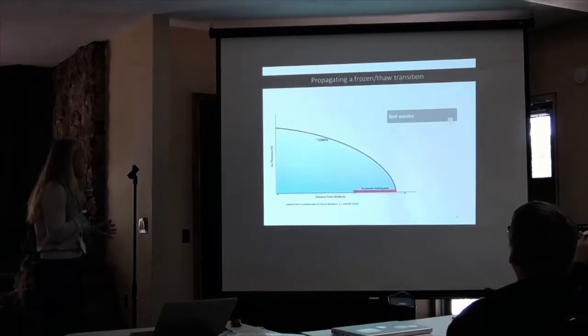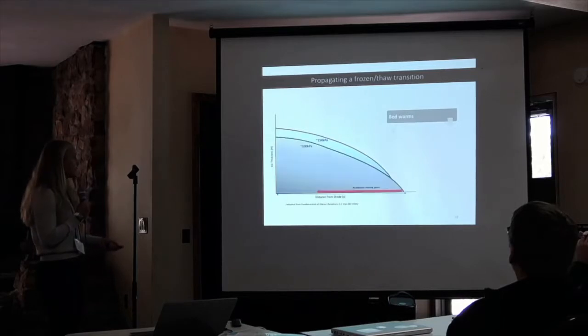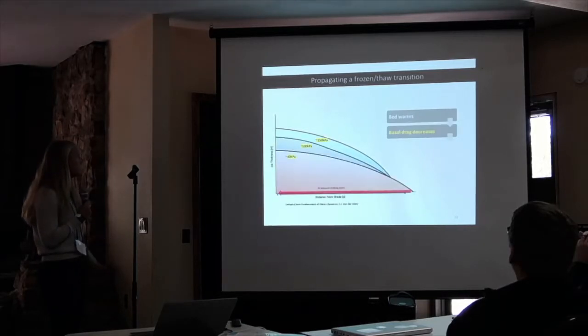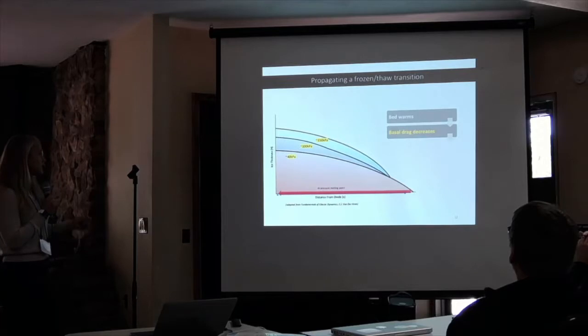So what would this kind of propagation look like if we allow this frozen to thawed transition to occur? We're going to get increased area at the pressure melting point. We're going to get a decrease in basal drag as more of the bed becomes thawed.